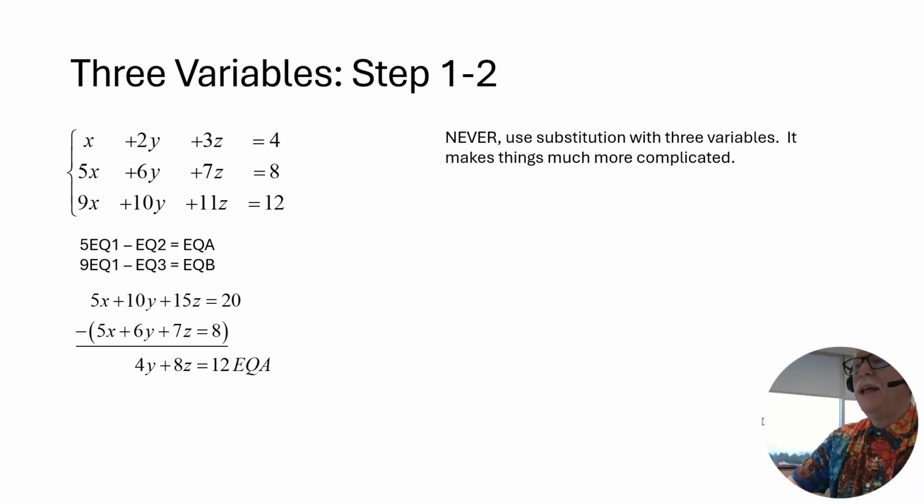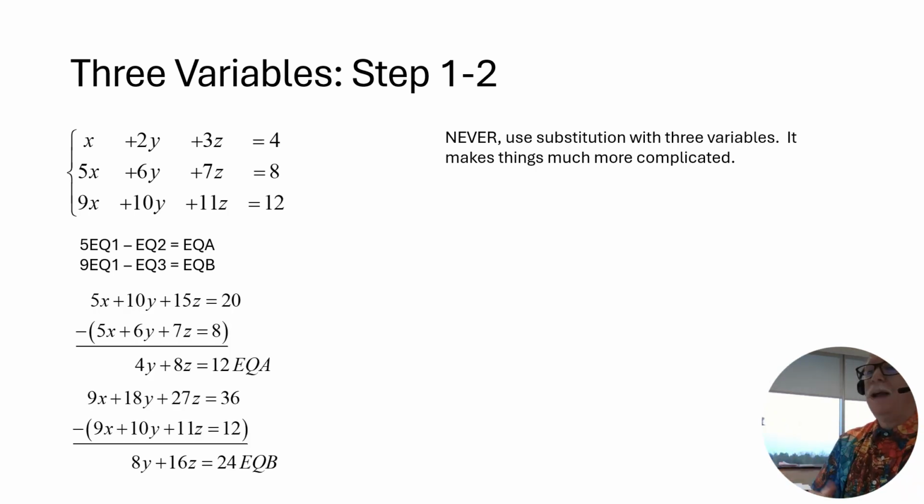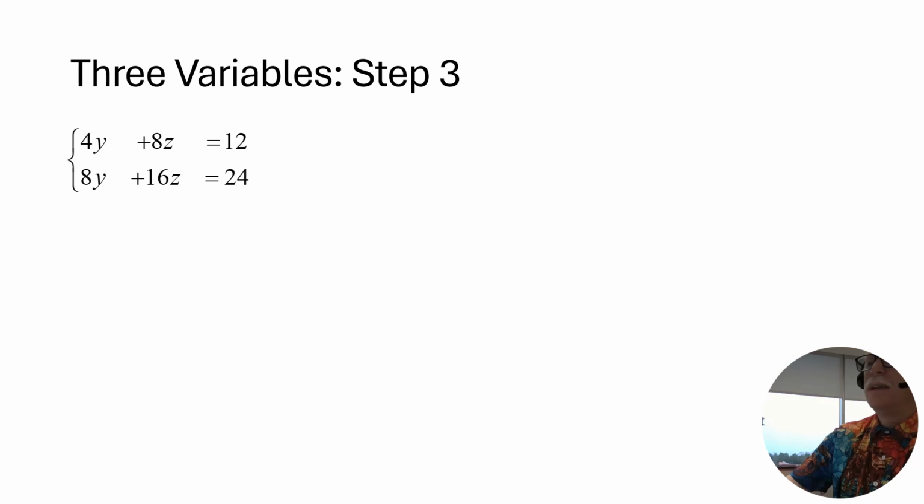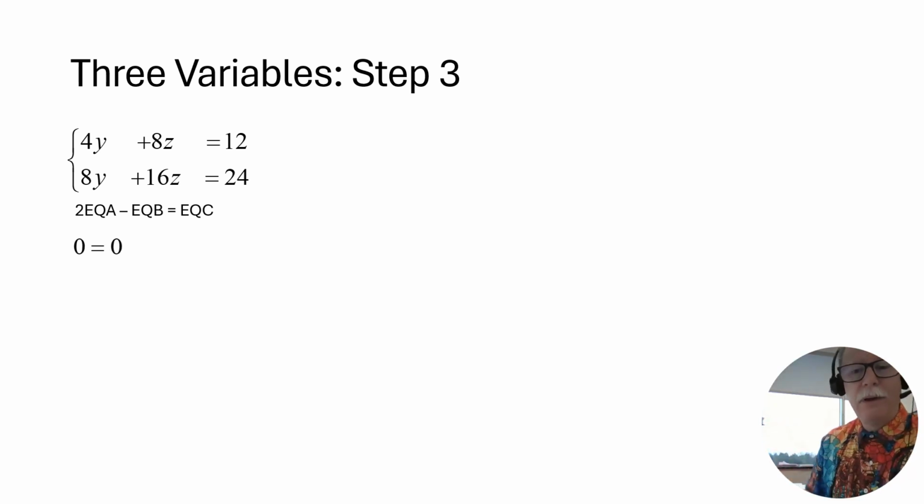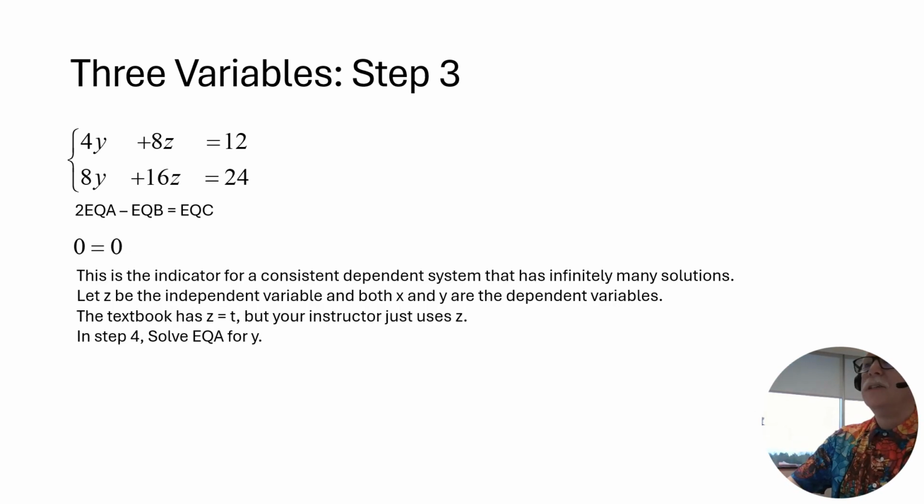There's my equation A. There's my equation B. And I just dive into the next step where I'm going to eliminate y. So there's my 2 by 2 that I just created. I'm going to multiply the first equation by 2 and subtract the second one. And everything cancels out in this example. This is our infinitely many solutions.